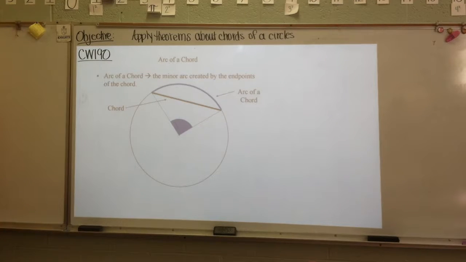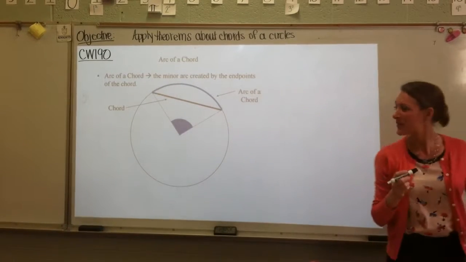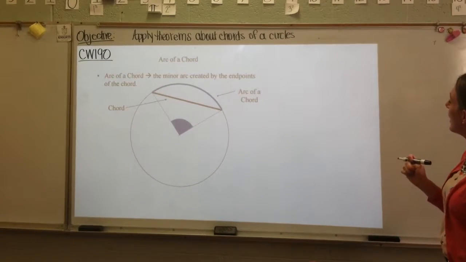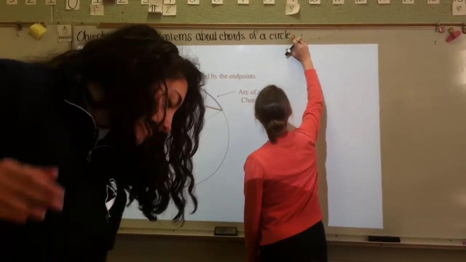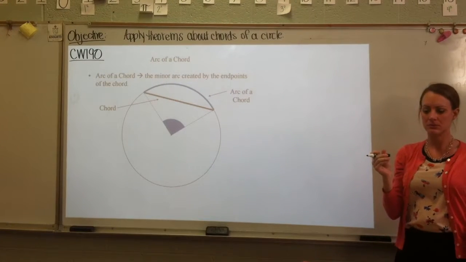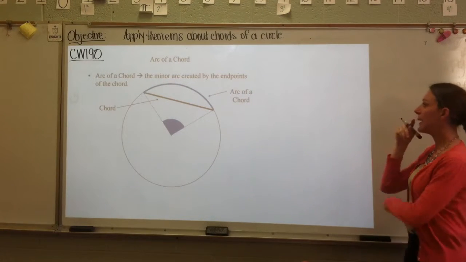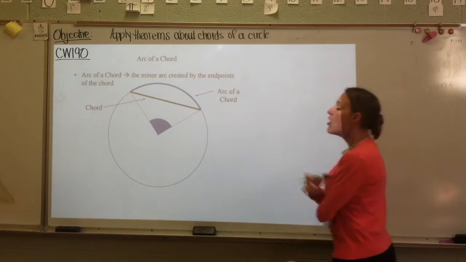All right, so we're on chapter 9, section 4. It says all the circles of a circle. All right. Thanks, Dom. We're in Dominic. Oh, that's right. All right. The objective is to apply here about chords of a circle.